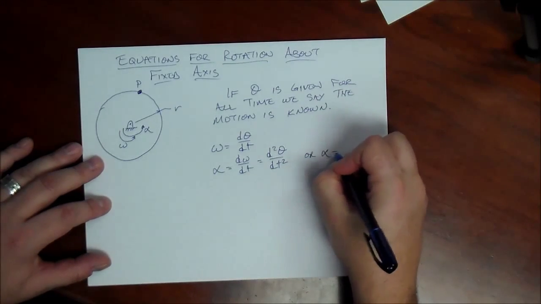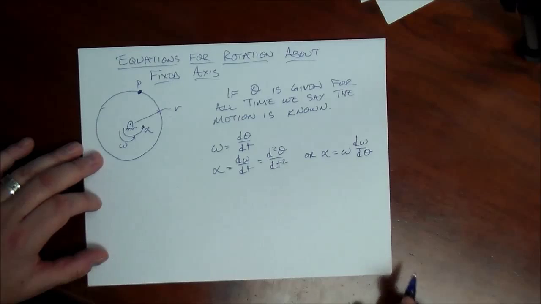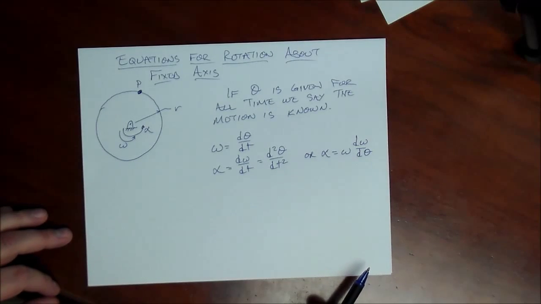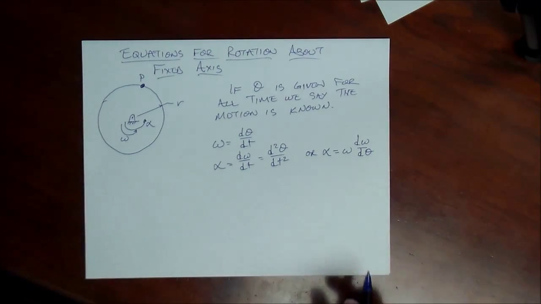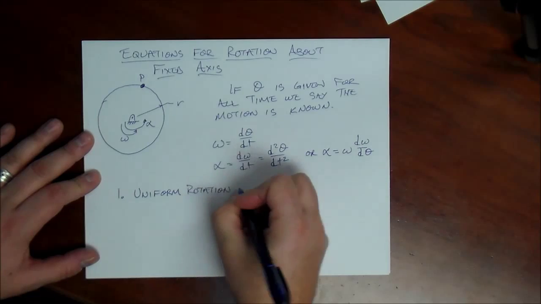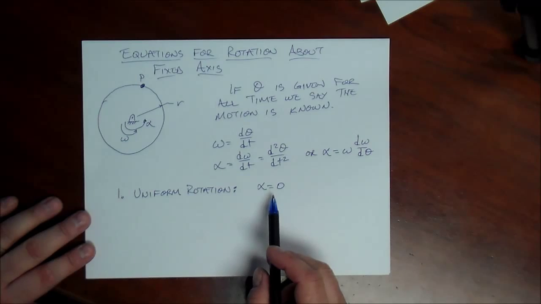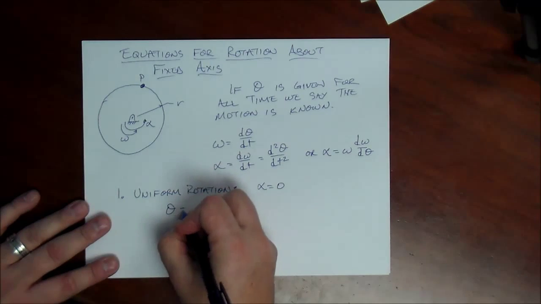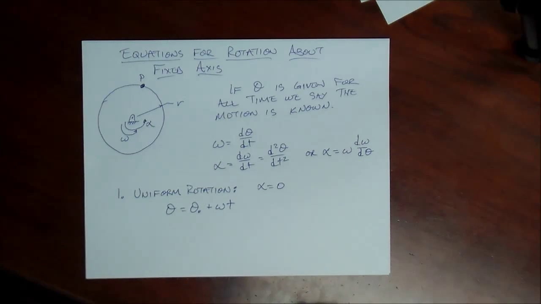Or we can say that alpha is equal to omega d omega d theta. So each of those equations we can separate and integrate, and given appropriate constants of integration, solve for the motion, just like we did in kinematics of particles. For example, in the situation of uniform rotation, that is when alpha is equal to 0, we know that the angle is equal to the initial angle plus omega times time. So we can find the position at any time given the angular velocity.